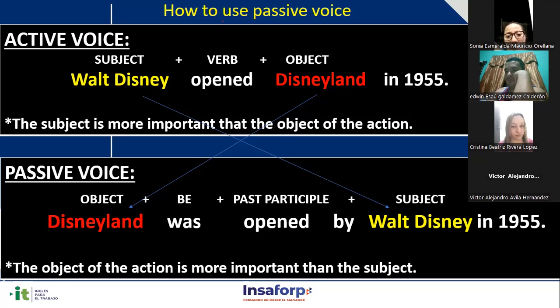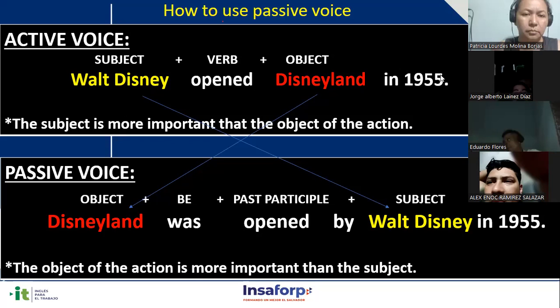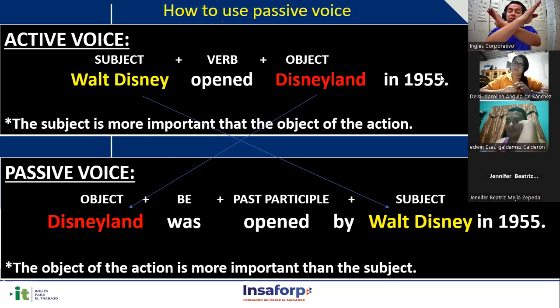Now, the passive voice. Look. With the passive voice, we only change the position. Look at the teacher. We change the position. The position of the subject at the end, right? And the position of the object at the beginning, right? So we have active voice, subject, object. Passive voice, object, subject. We change the position of the subject and the object in there, right? So in the passive voice, the most important part is the object. Understand?